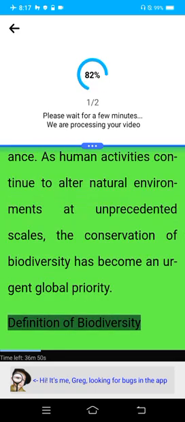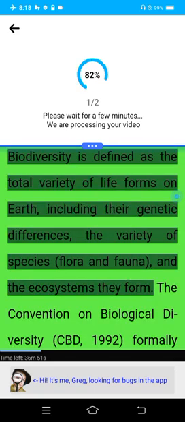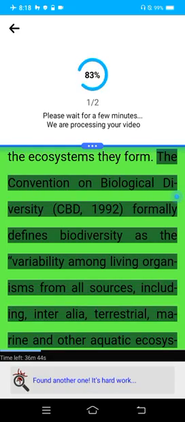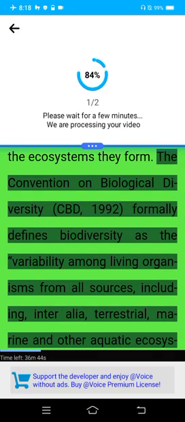Definition of biodiversity. Biodiversity is defined as the total variety of life forms on Earth, including their genetic differences, the variety of species, flora and fauna, and the ecosystems they form. The Convention on Biological Diversity, CBD, 1992, formally defines biodiversity as the variability among living organisms from all sources, including inter alia, terrestrial, marine, and other aquatic ecosystems and ecological complexes of which they are part. This includes diversity within species, between species, and ecosystems.